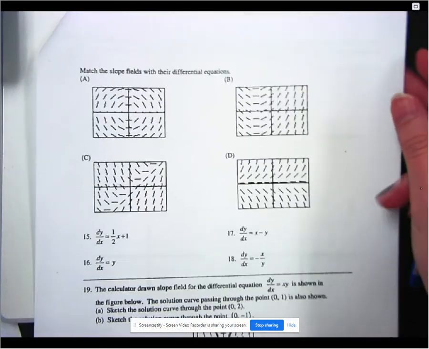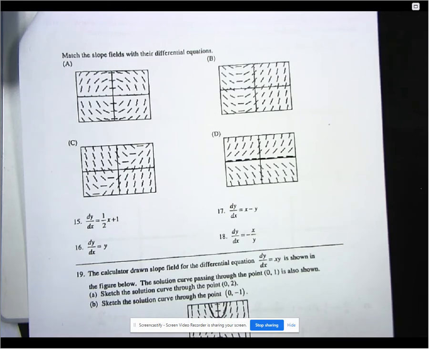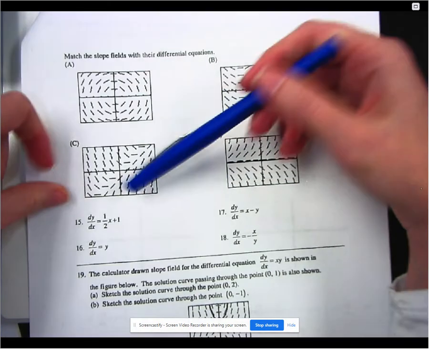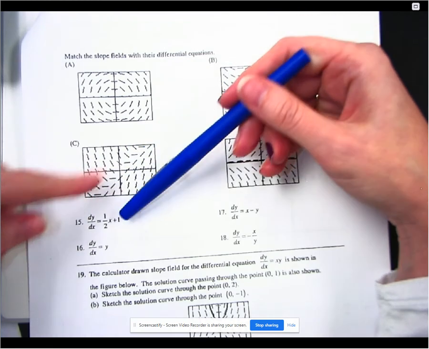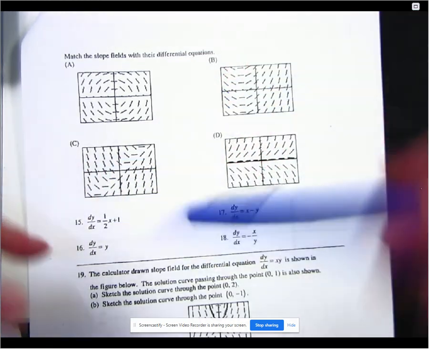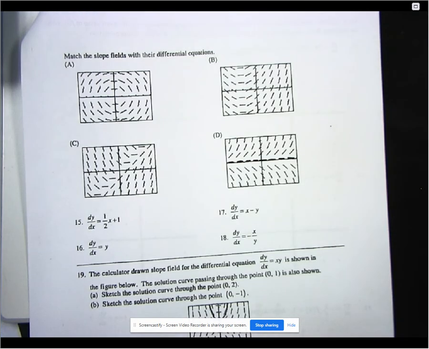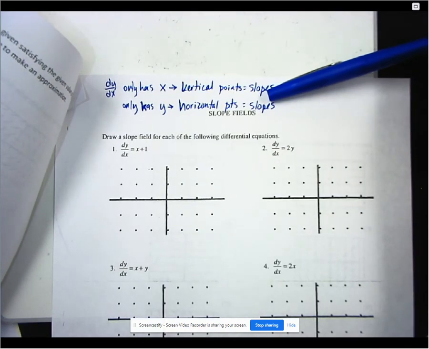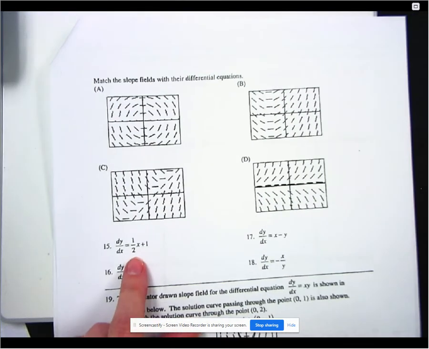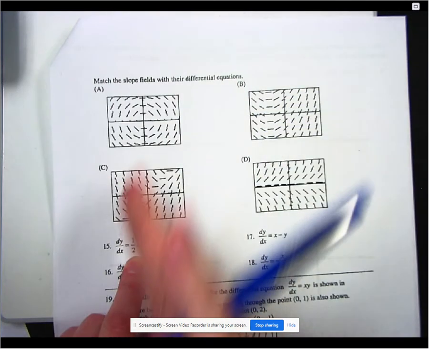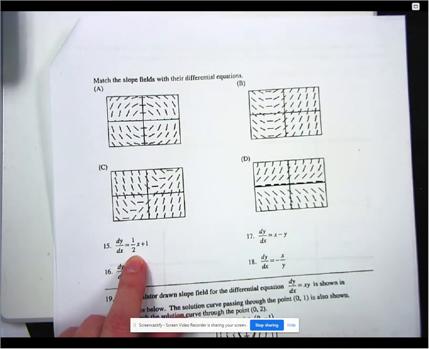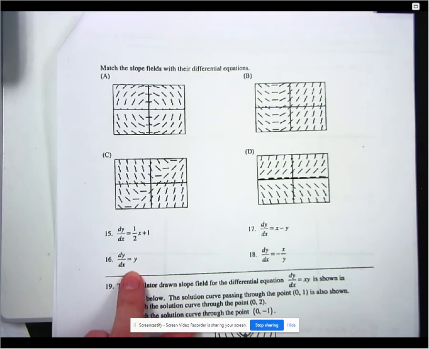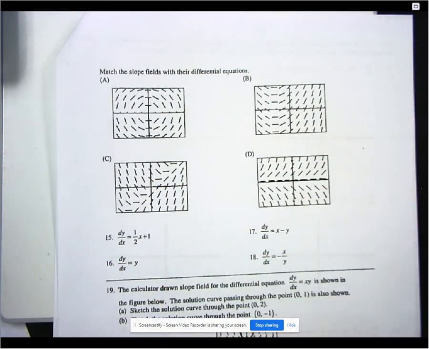All right, and then this one is different. This one is match the differential equation with its slope field. So this means if I put in the point (0, 0), this gives me the slope of whatever line is drawn there. I would use this idea here to help me figure that out, because if one only has an x, as you go down the rows, the slope should be equal, and so you could pick that out. This one only has a y, so as you go across, the slopes would be equal, so you should be able to pick that out.